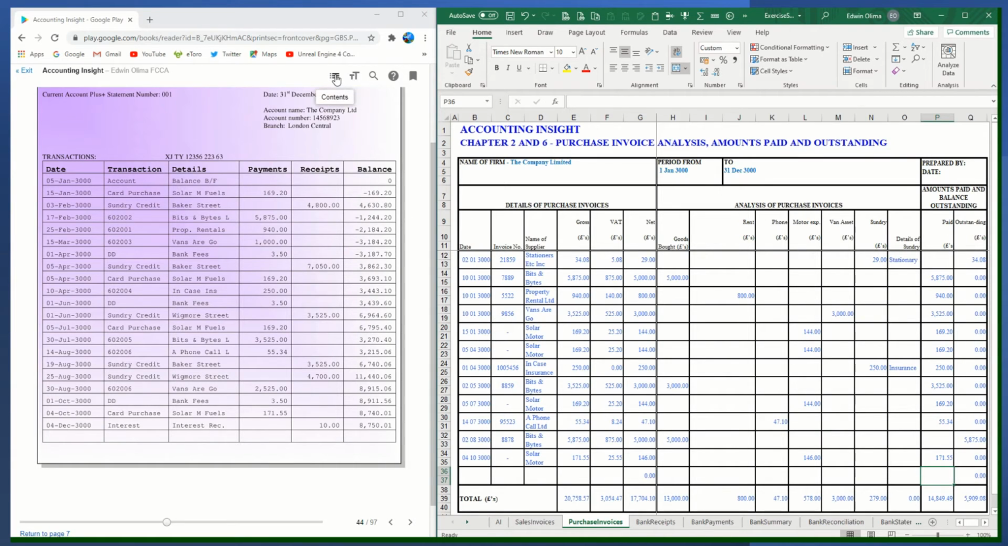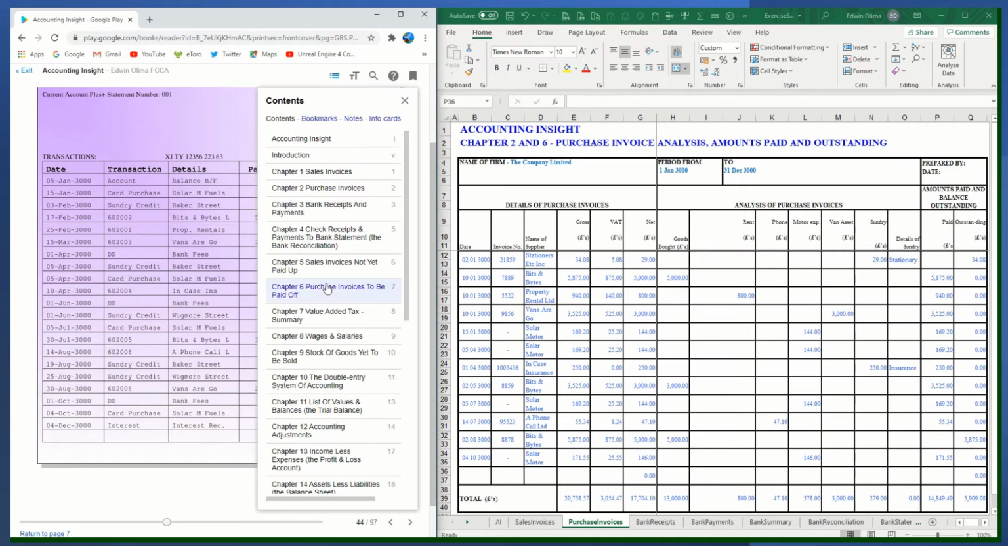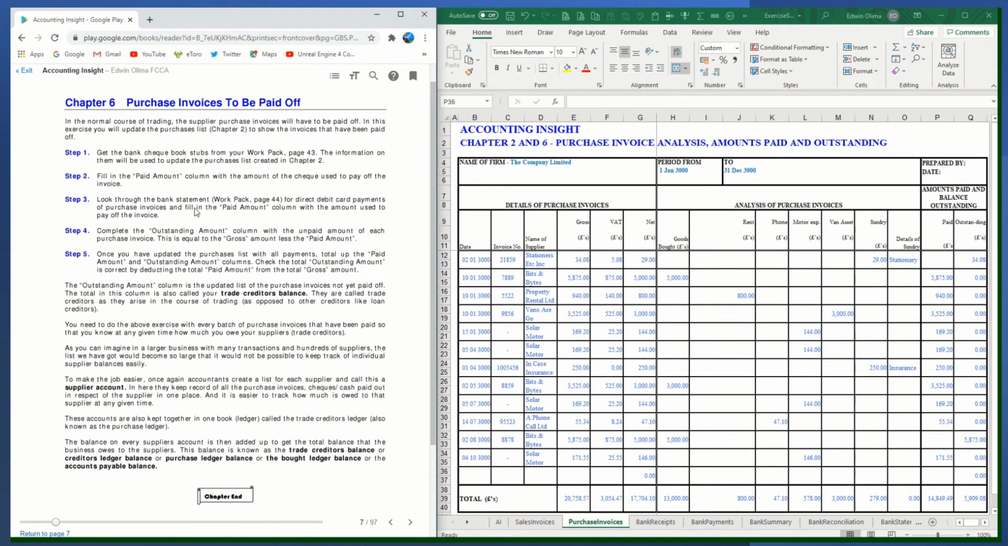So let's go back to the chapter that we're working on, which is chapter 6, and just go briefly through the steps. We've done the first one using the checkbook stubs, and we filled in the paid amount. That's step 2. We've gone through the bank statement and filled out the paid amount. So that's good. We've completed the outstanding column. In this case, Excel helped us because we've got a formula there. And then we've totaled up the amounts down here. Yeah, so we've completed basically chapter 6.